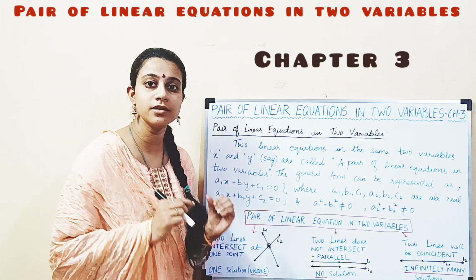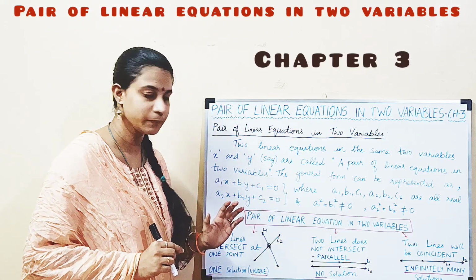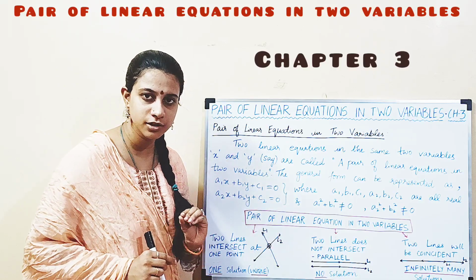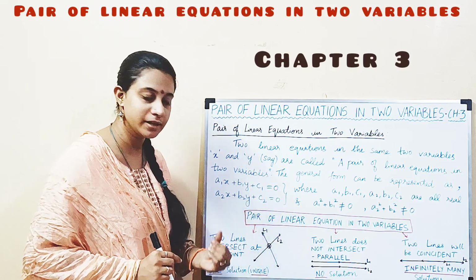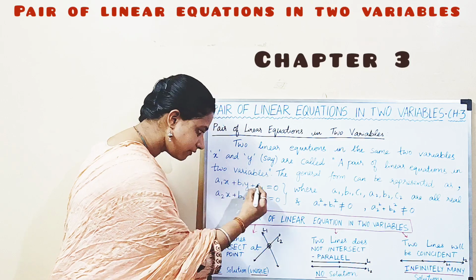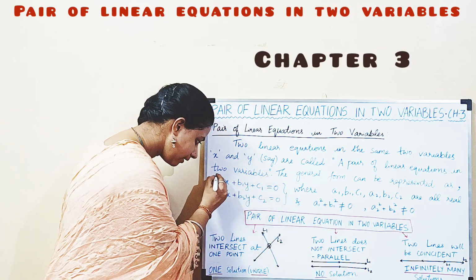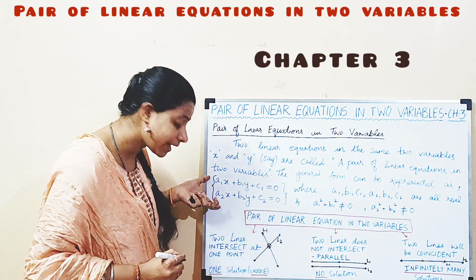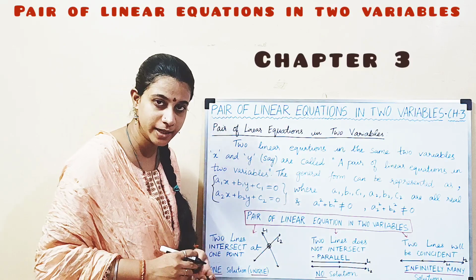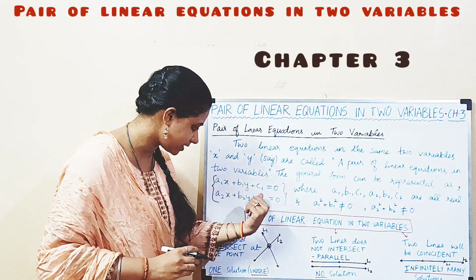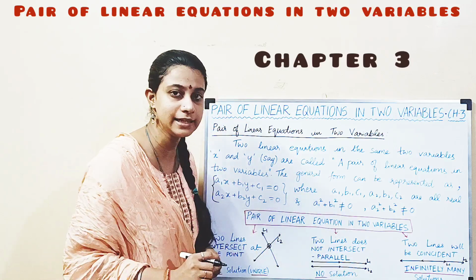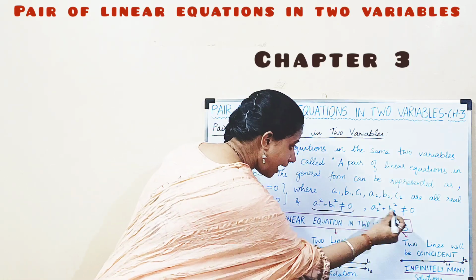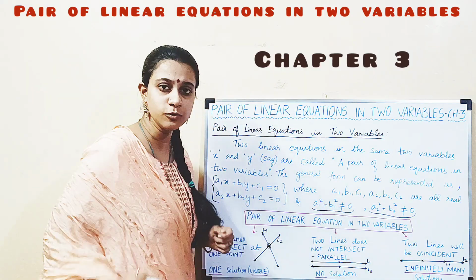Two linear equations with the same variables x and y, say, here we are taking the two variables to be x and y, are called a pair of linear equations in two variables, whose general form can be represented as a1x plus b1y plus c1 equal to 0 and a2x plus b2y plus c2 equal to 0. These both together are called a pair of linear equations in two variables, where the coefficients a1, b1, c1, a2, b2, c2 are all real numbers and a1 square plus b1 square is not equal to 0 and a2 square plus b2 square is not equal to 0.